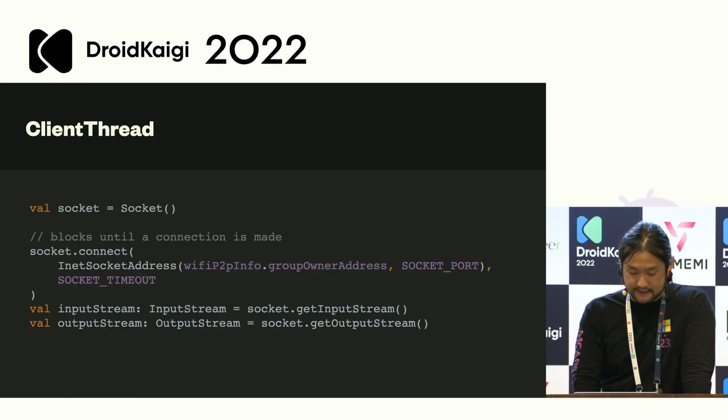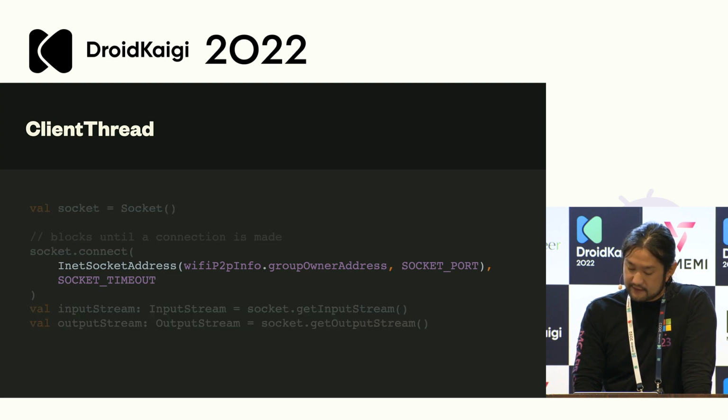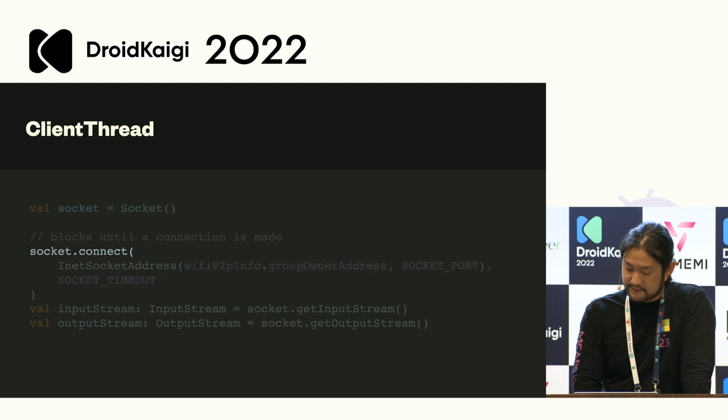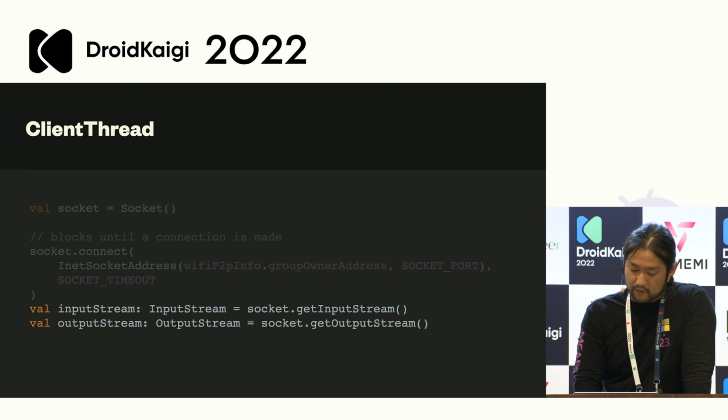Next is the client side. The code is very similar. The client side can find the owner's address based on the P2P info we received earlier. The port must match that of the owner. The connect call blocks as well. Once the connection is established, you can proceed with it.